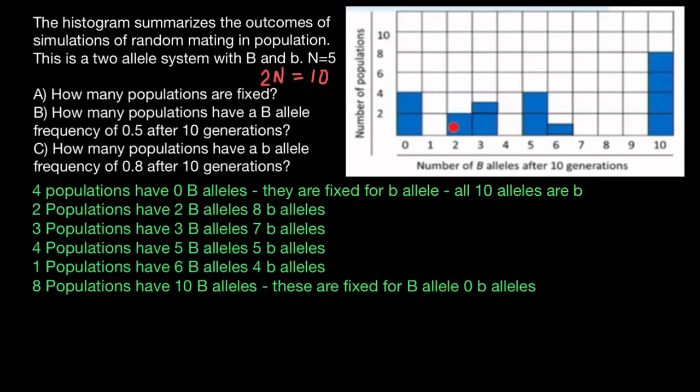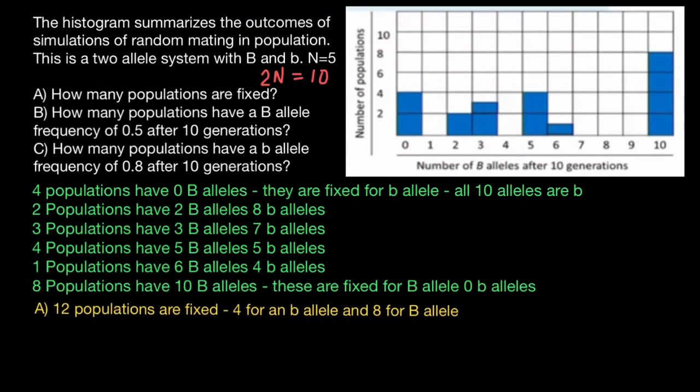Next bar, we have 1 population where we can find 6 dominant alleles. 1 population has 6 dominant B alleles. That means the rest, 4 alleles, are going to be recessive b alleles. And the last bar, as you see, we have 8 populations which have all 10 alleles dominant alleles B. 8 populations have 10 dominant B alleles. These are fixed for the dominant B allele and have 0 recessive b alleles. So our answer for the first question, how many populations are fixed, would be 12 populations.